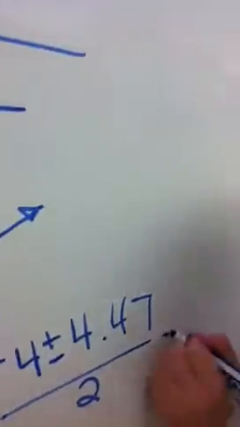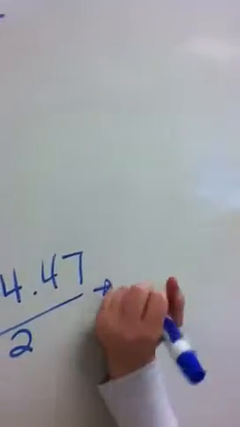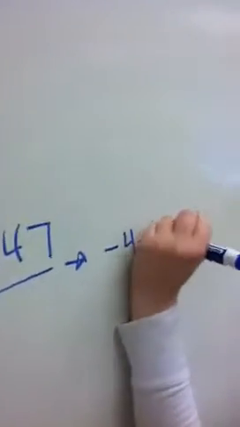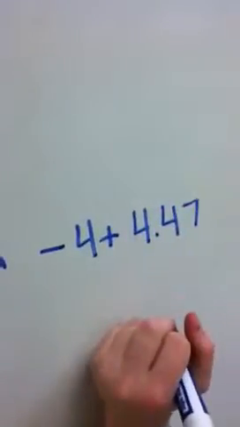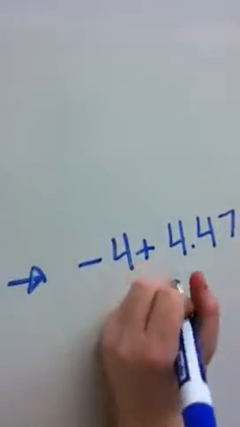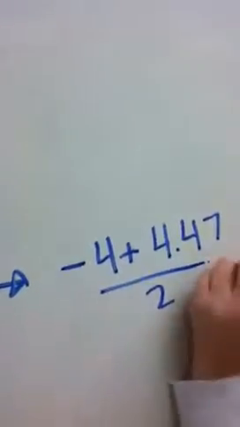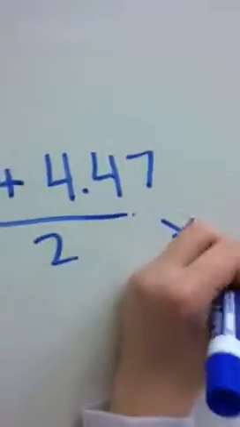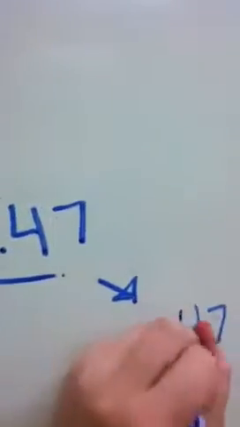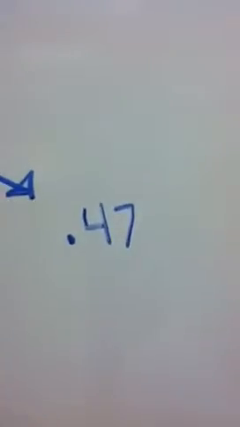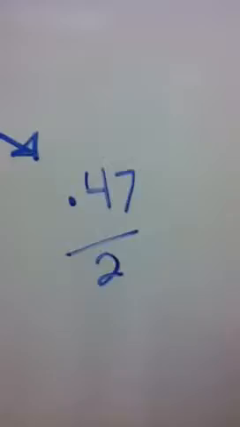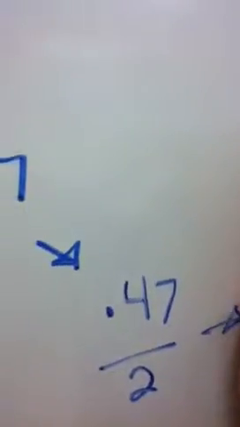Okay, so negative 4 plus 4.47 would equal 0.47 over 2. And this would end up equaling 0.24.